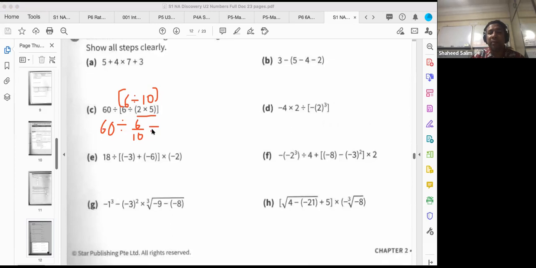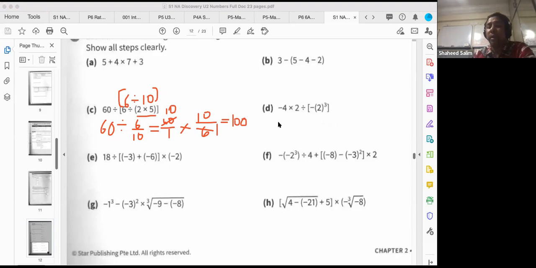Then you do the primary school method, right? 60 over 1. Change divide to times. 10 goes up. Do the flip. Now you can see, hey, can divide by 6. Can divide by 6. Get 1, get 10. 10 times 10, 100. Are we okay? Dawish, okay?